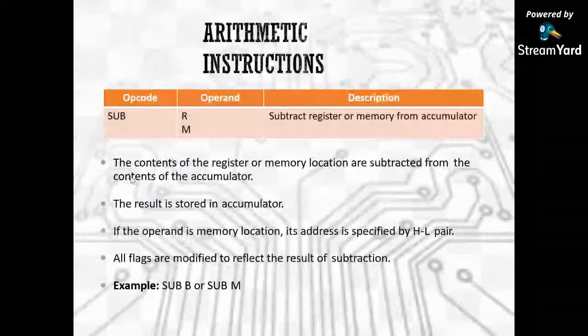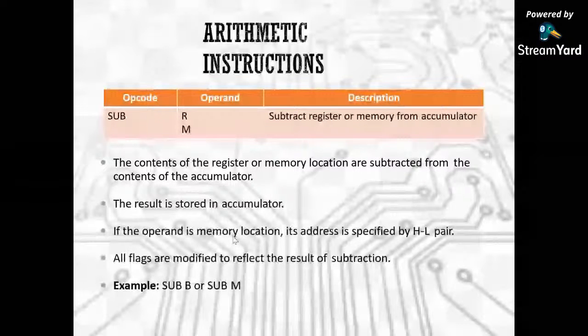Okay, so this is the subtraction. SUB: the contents of a register or memory location are subtracted from the contents of the accumulator. The result will be stored in the accumulator. If the operand is a memory location, it is specified by the H and L pair. All flags are modified to reflect the result of the subtraction.